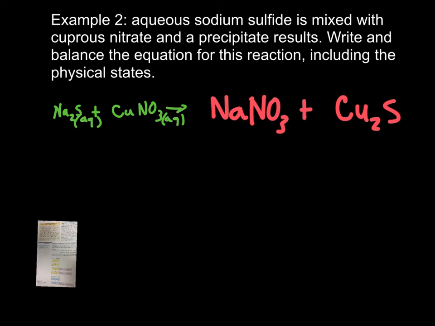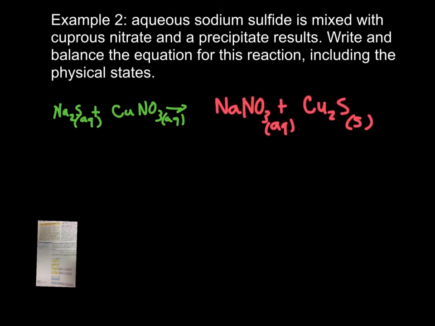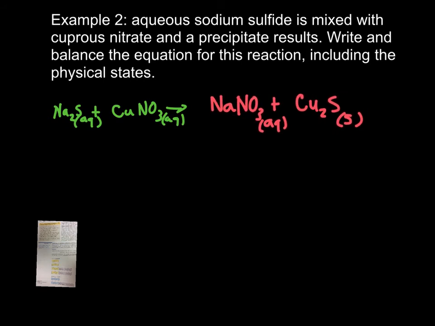Okay, so we write that this is going to be our solid, our precipitate, and then the nitrate is going to be left in solution because it's soluble. Sodium nitrate is soluble. It's left in solution as ions, and so we label it as aqueous. The last thing we need to do is double check that we're balanced. We need 2 sodium nitrates and 2 cupric nitrates in order to get this to balance.